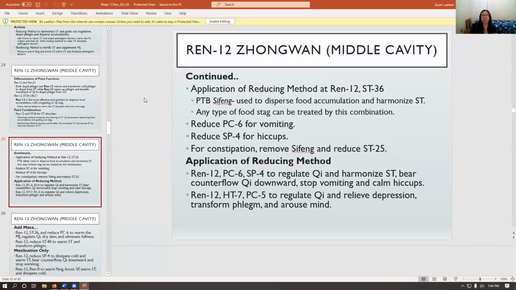You can add in reducing PC6 for vomiting, reducing spleen 4 for hiccups. And then if you have constipation, you take out Sifeng and reduce stomach 25 instead. It's a great point combination. I've used that a few times. And then reducing method with PC6 and spleen 4, that's going to bear counterflow qi downward for vomiting or hiccups. And then with Heart 7 and PC5, that's going to be great for moving qi, transforming phlegm, and arousing the mind.